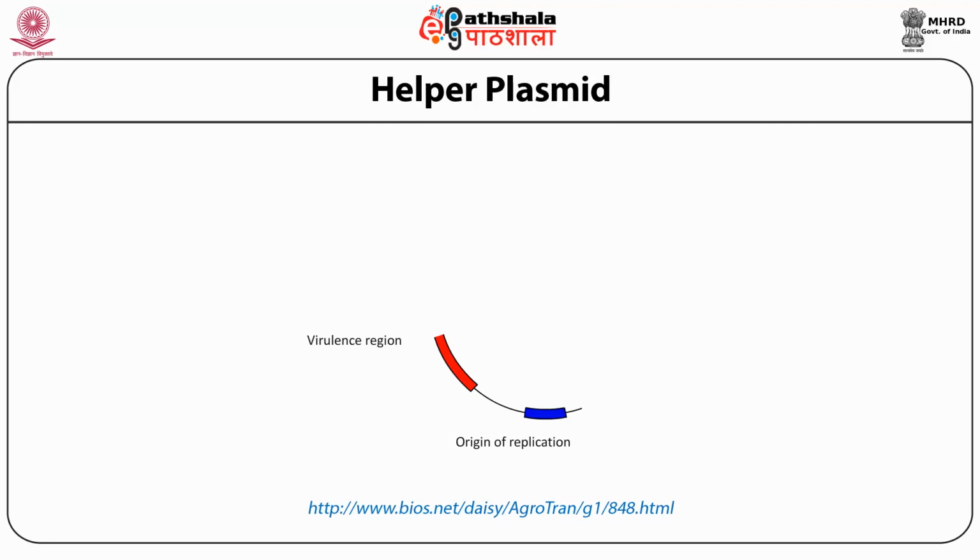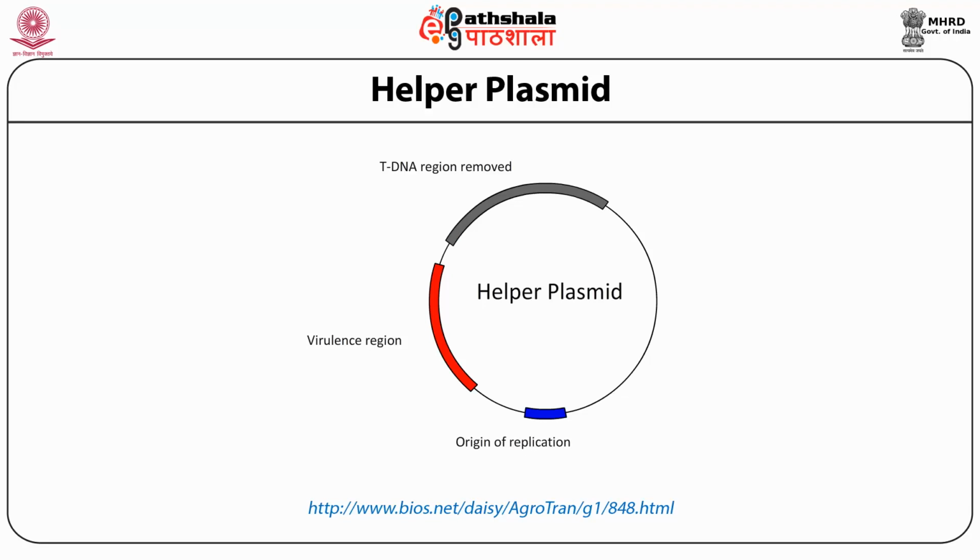Helper plasmid. Helper plasmids, as I told earlier also, these plasmids only reside in agrobacterium. Therefore, they contain only one origin of replication, which allows it to propagate inside the agrobacterium. It contains virulence operon. Now, this operon contains a range of genes which are required to transfer tDNA from the agrobacterium into the plant cells, and also it does not have any tDNA sequence in it. As I told you earlier, that tDNA sequence with our gene of interest is already present in the binary plasmid.